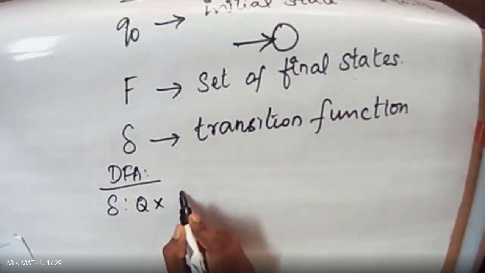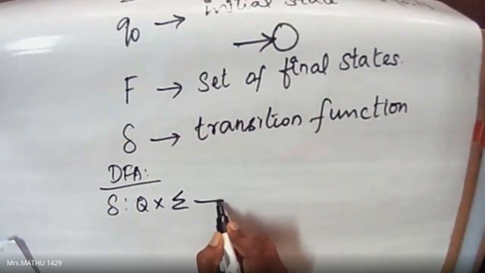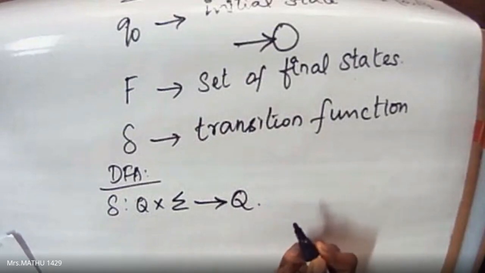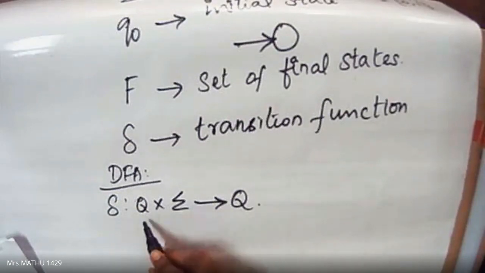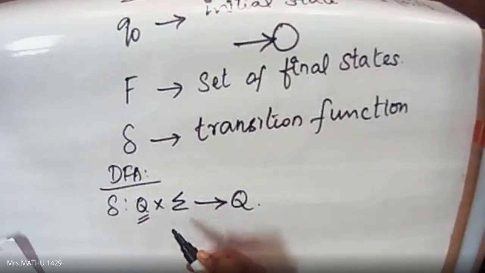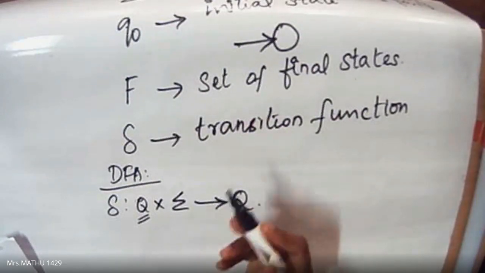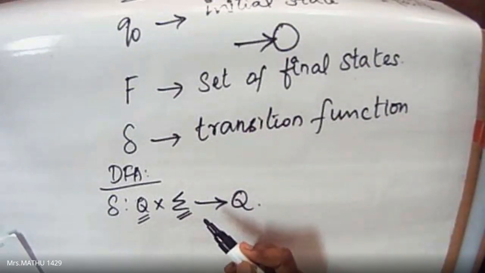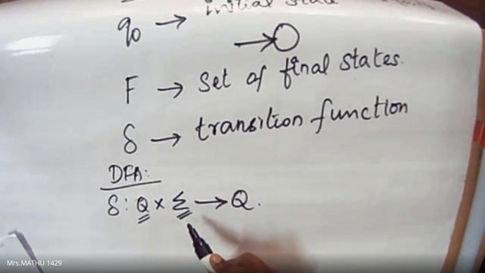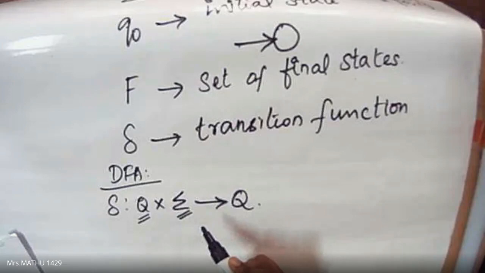Q into sigma gives Q. What is the meaning of this? Now we have seen that Q is the set of internal states. For example, we have taken on as a state and off as a state. And sigma is the input alphabet, so any symbol from the input alphabet.